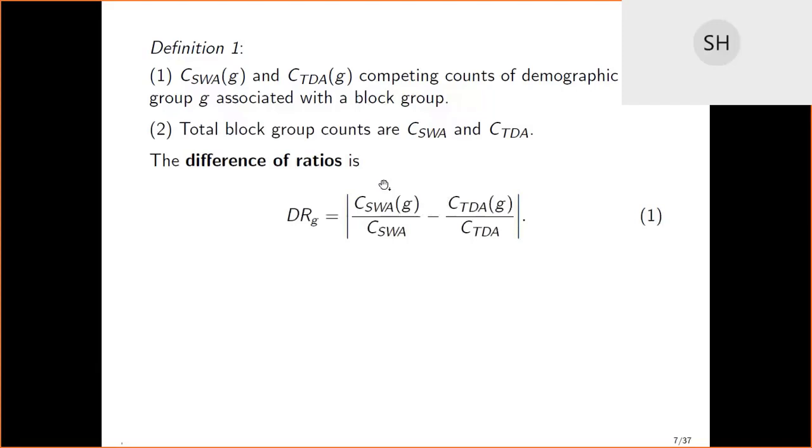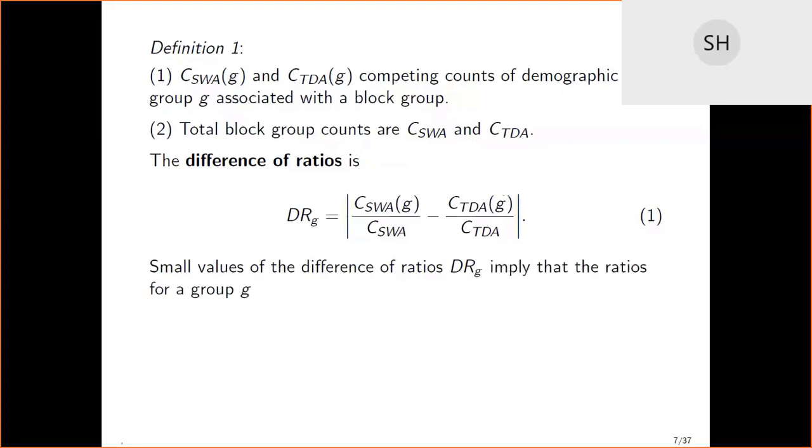We take the swapping count for the specific demographic group and divide it by the total count for that block group. And then we take the count for the same demographic group based on the top-down algorithm and divide it by the total for that block group based on the top-down algorithm. And we get the difference of these two, and we take the absolute value. Small values of the difference of ratios DR for a specific demographic group G imply that the ratios for a group G, due to swapping and the top-down algorithm in a block group, are close.